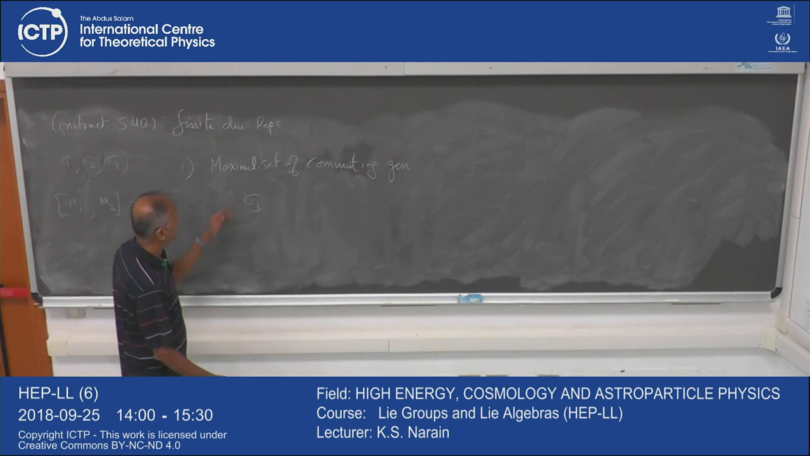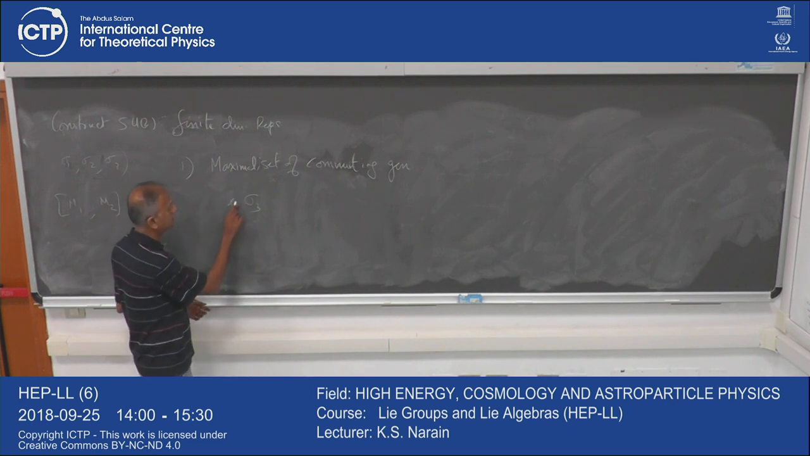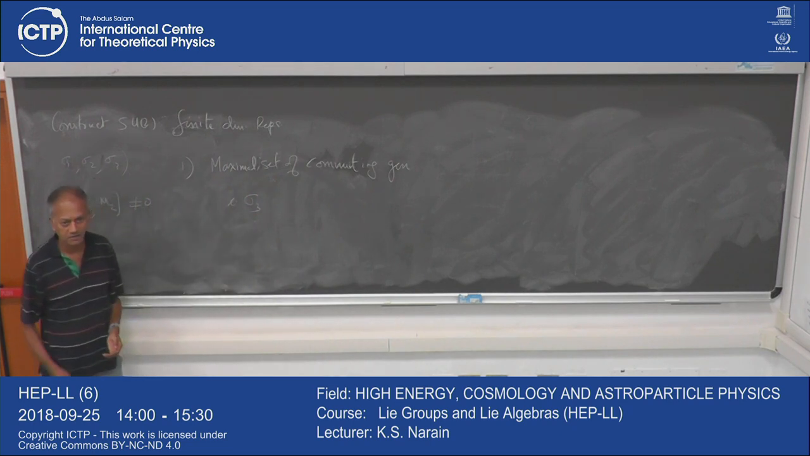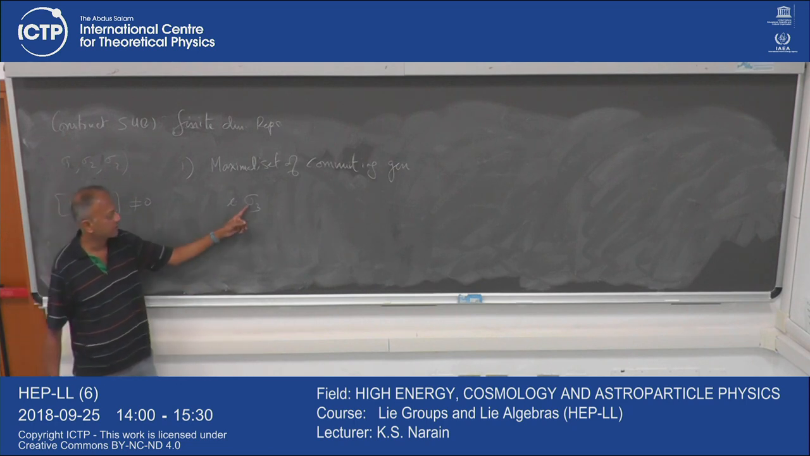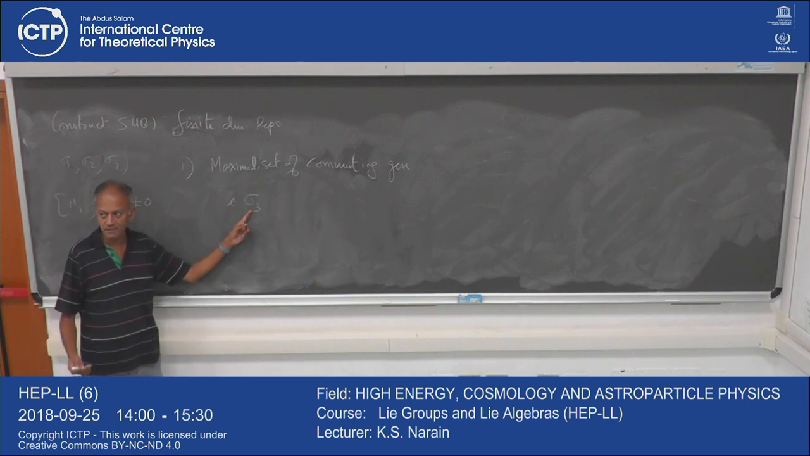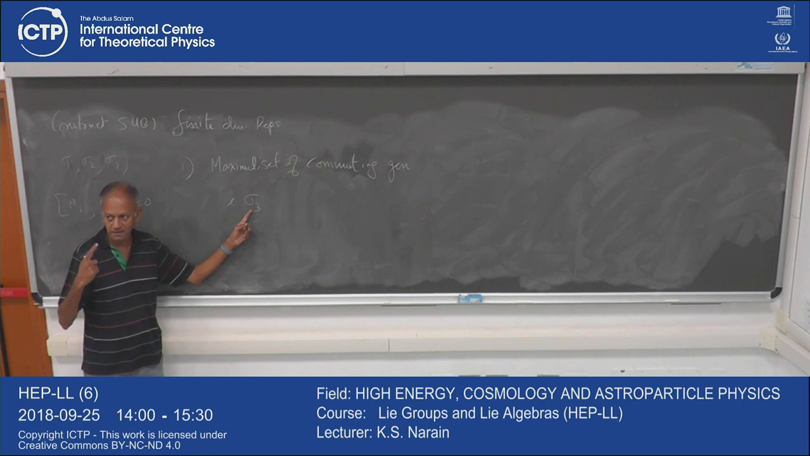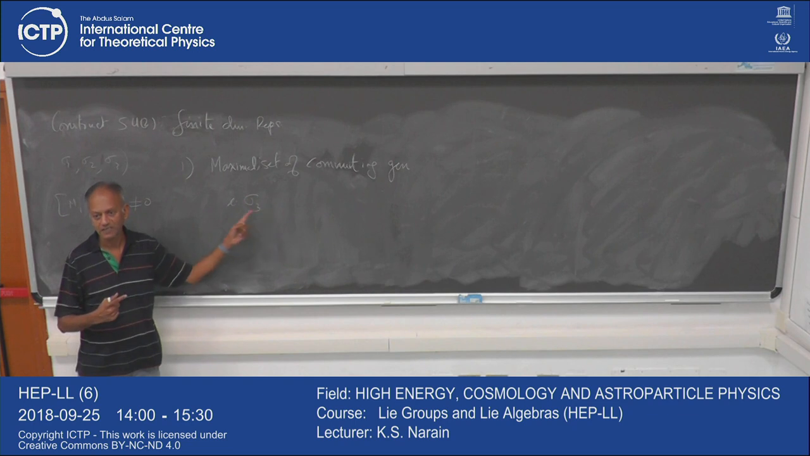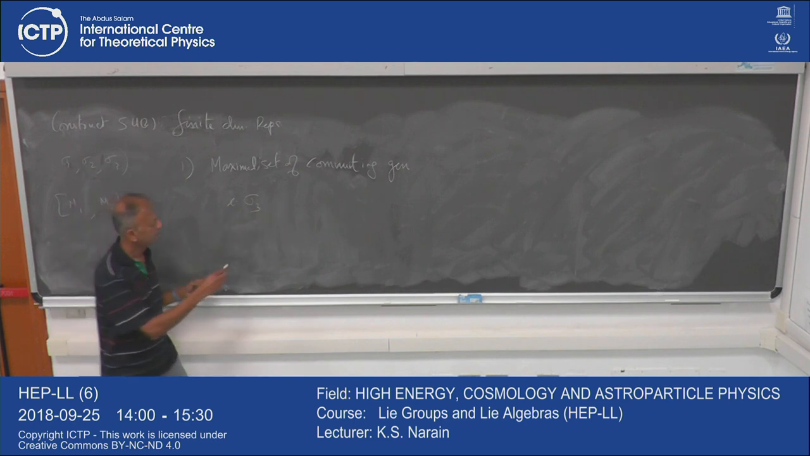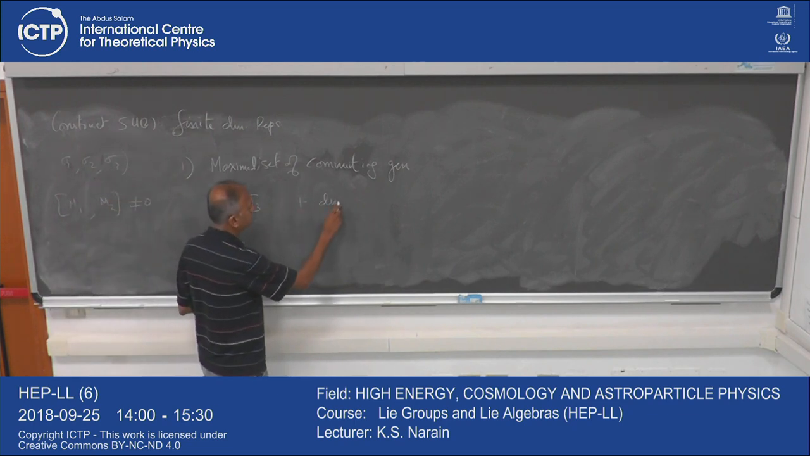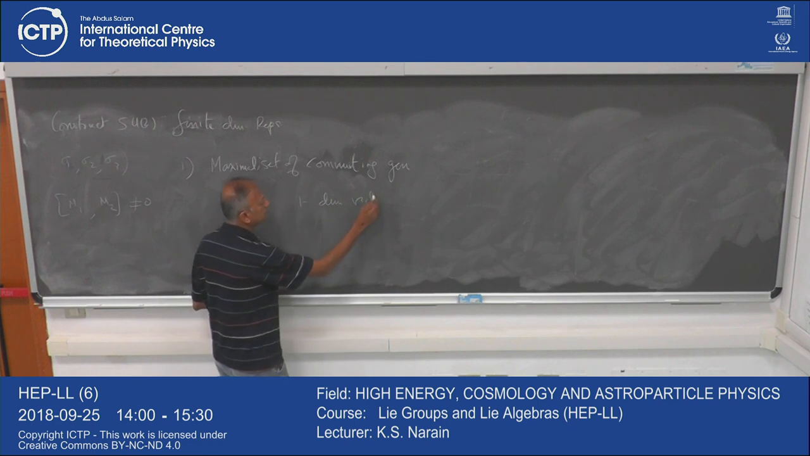So we just choose any one of them. And so the maximal set of commuting elements will be any number times sigma 3, right? Because it's a vector space. So if I give you, this is a basis. There's only one element in the basis here. So it'll span a one-dimensional vector space. Right? So this is a one-dimensional vector space.